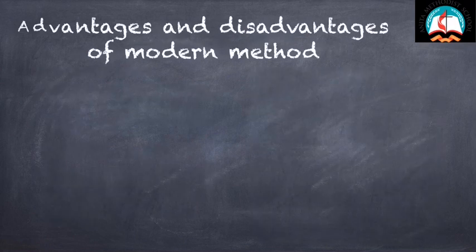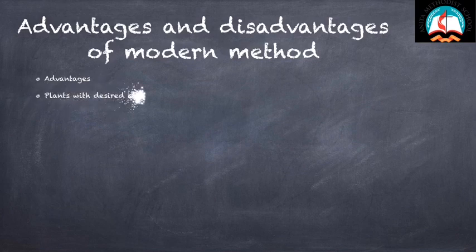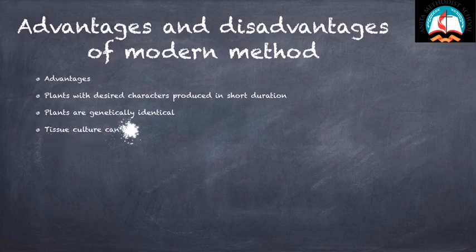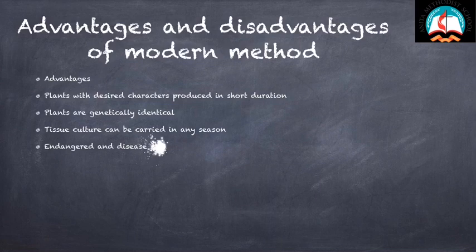Let us learn about the advantages and disadvantages of the modern method. Now, what are the advantages? Here, plants with desired characters are produced in a short duration. The plants are genetically identical. Tissue culture can be carried out in any season, whether it's summer, winter or rainy season. Next, endangered species and disease-free species are produced or propagated.